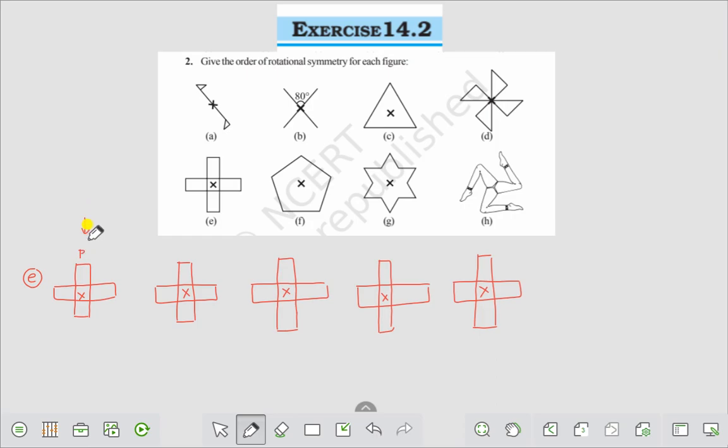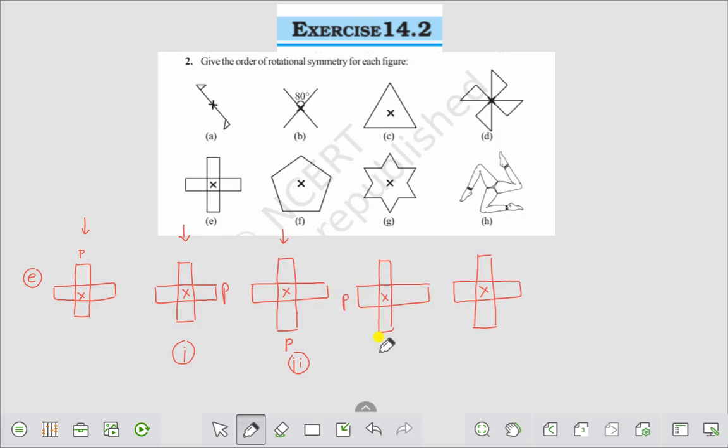You see this one. We have made a point P here, right? And this is the arrow, right? This P will come here if we rotate, and it will look the same as this figure, right? This is figure 1. If I again rotate, this P will come here. This is the arrow, right? And this is the second figure, and it looks the same as the original figure.